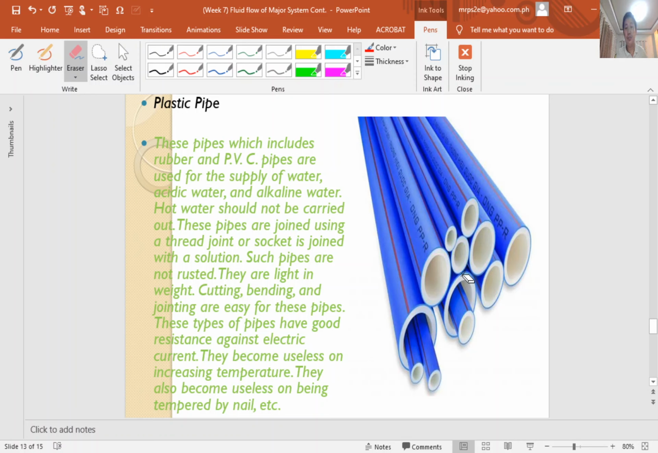So this is a plastic pipe. In a residential building or commercial building, they are using this one. But on the ship, it's very rare. So this is plastic pipe.